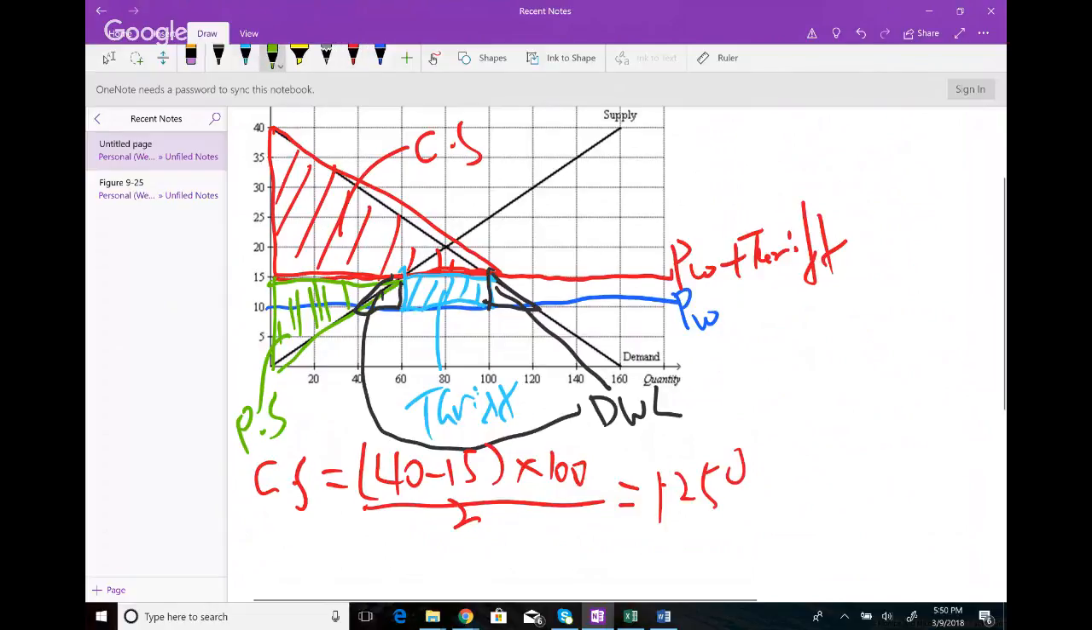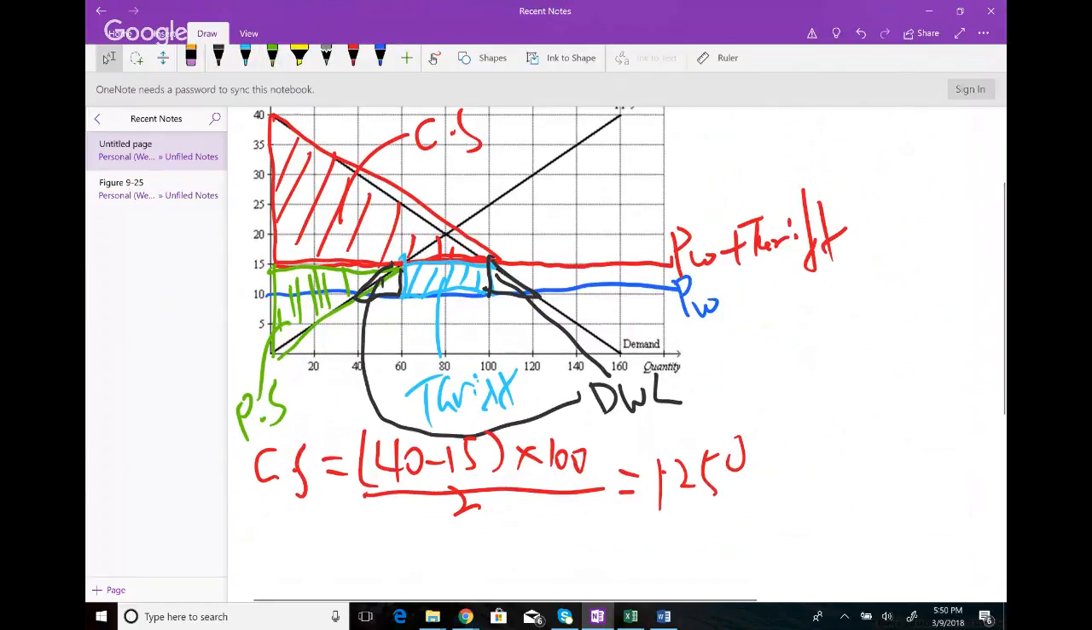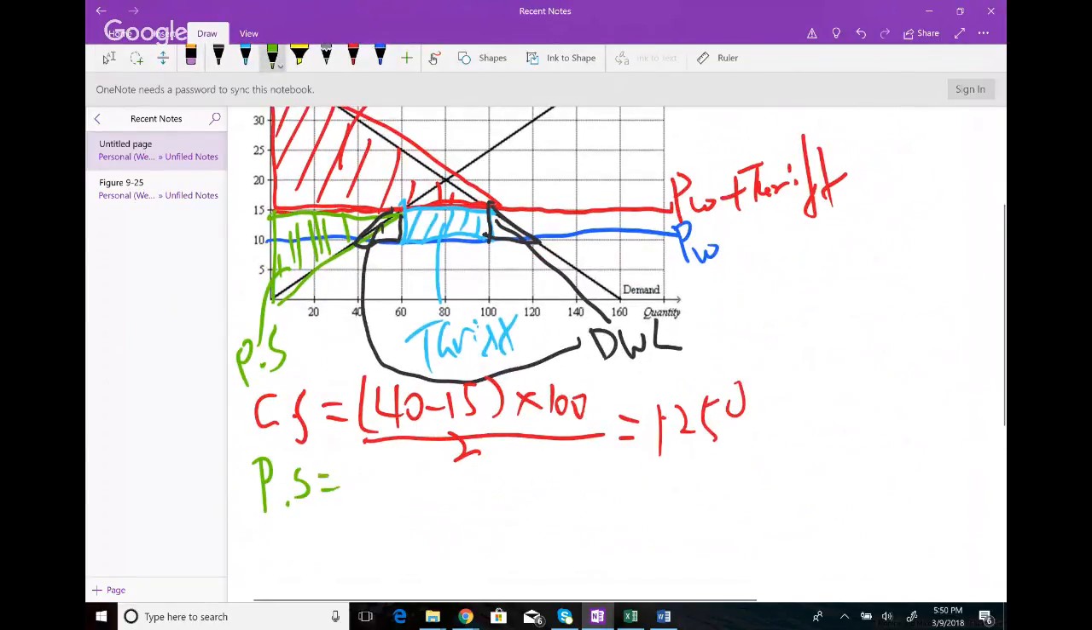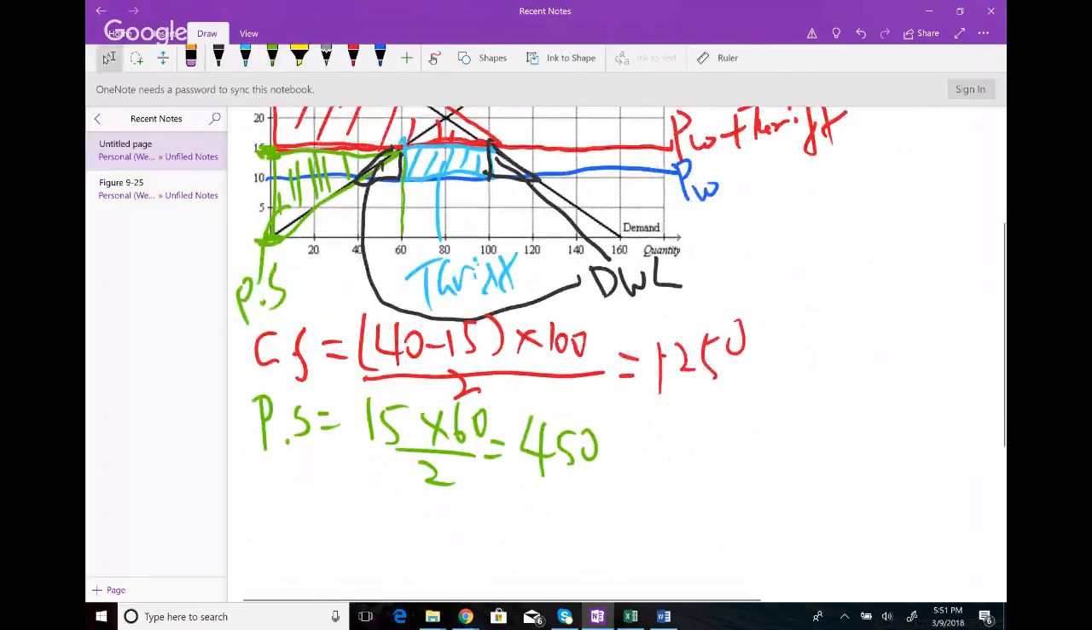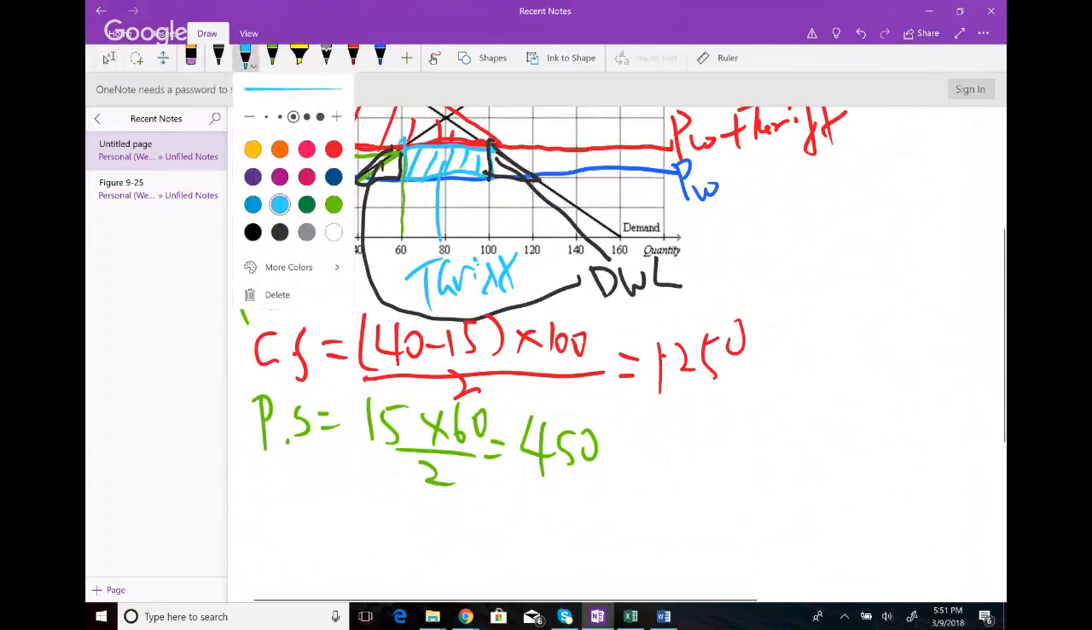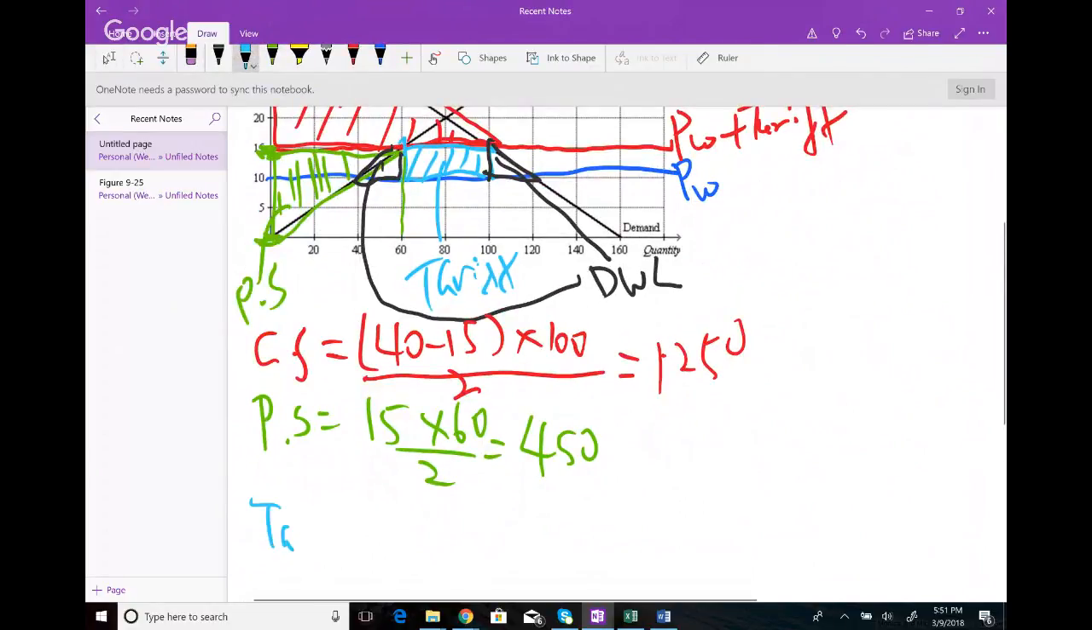And then for producer surplus, it is a small triangle. So the vertical difference, you're going to see, is from 0 to 15. So 15 is the vertical difference, and the horizontal difference goes down to 60. Don't forget to divide by 2. So 15 times 60 divided by 2. That's 450.